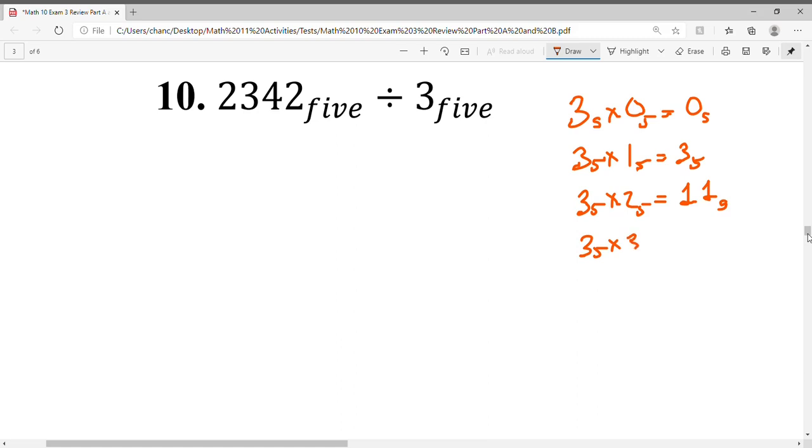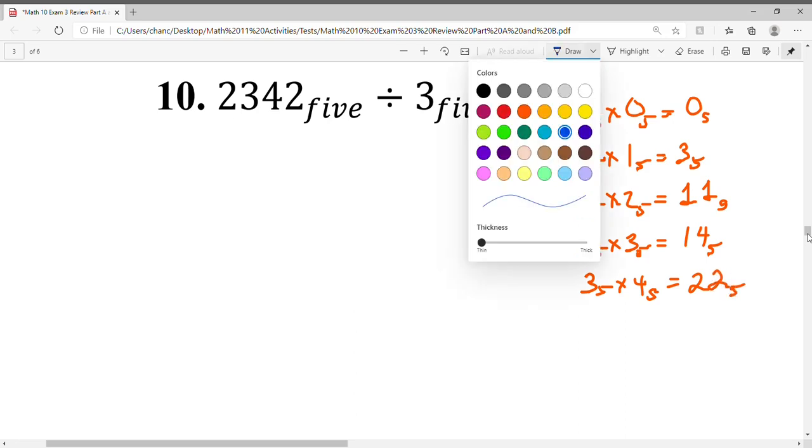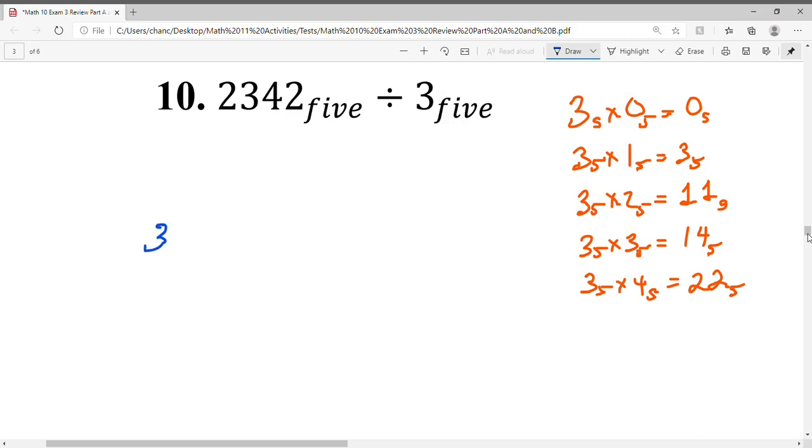3 base 5 times 3 base 5 is 9. 9 does not exist in base 5. That is 1 with a remainder of 4. So it's 1, 4 base 5. 3 base 5 times 4 base 5 is equivalent to 12, but that doesn't exist. We'll convert that to 2 with a remainder of 2, or 2, 2 base 5. We'll finally do the long division. Let's do 3 base 5 dividing into 2, 3, 4, 2 base 5.